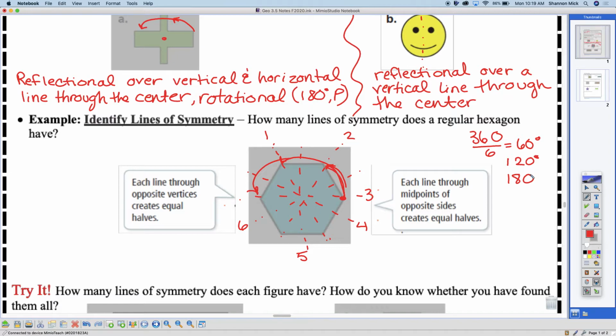Yeah. And then do it again and it'd be 240. Then 300. And I would stop at 300. Why? Because you can't have 360, it's just less than 360. So rotational symmetry is 1, 2, 3, 4, 5, one less than the number of sides, didn't it? So it'd be 60, 120, 180, 240, and 300 for rotational.